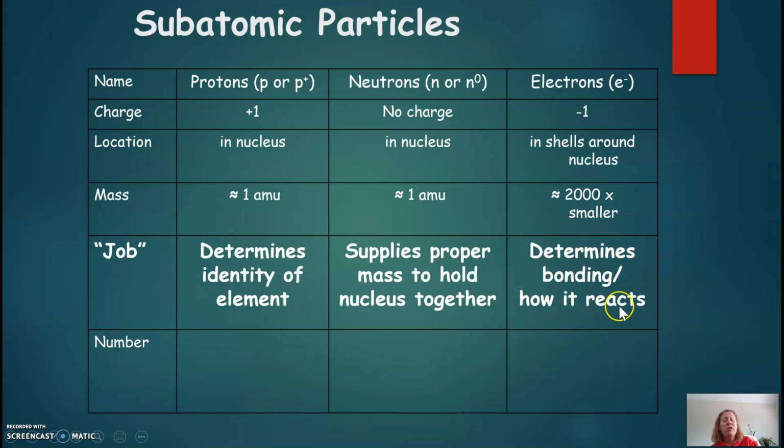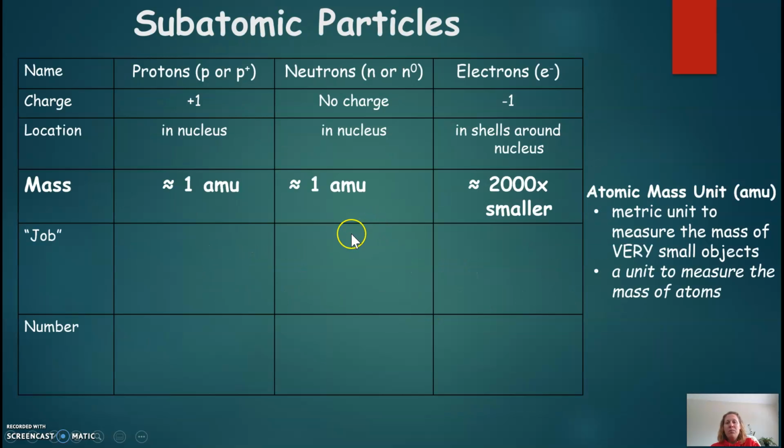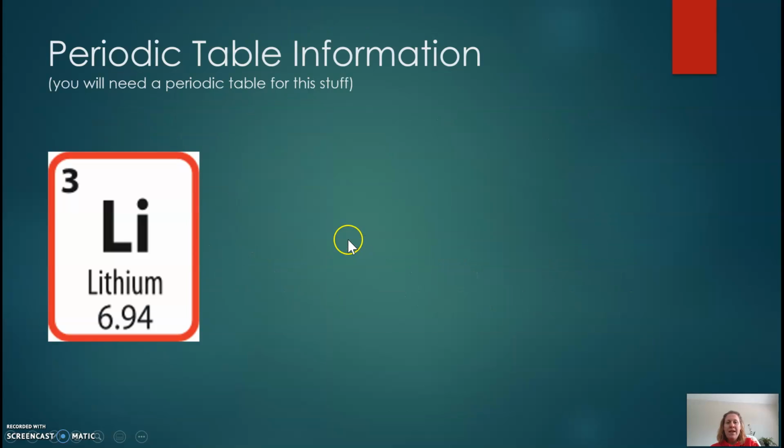Again, we're going to talk more about electrons tomorrow. Bonding is what the naming is, so that's kind of why we're talking about it. We'll do that in a second. So how do you know how many protons, neutrons, and electrons are in an atom?